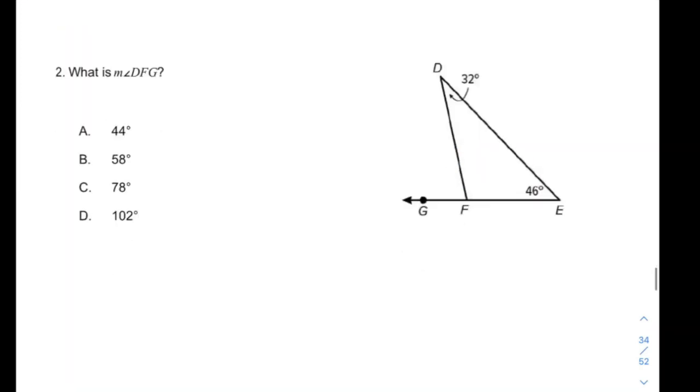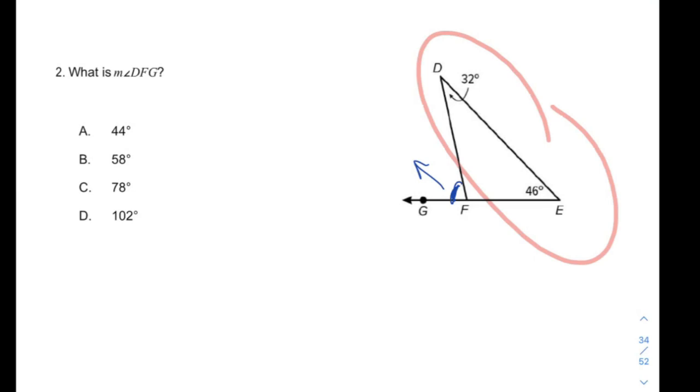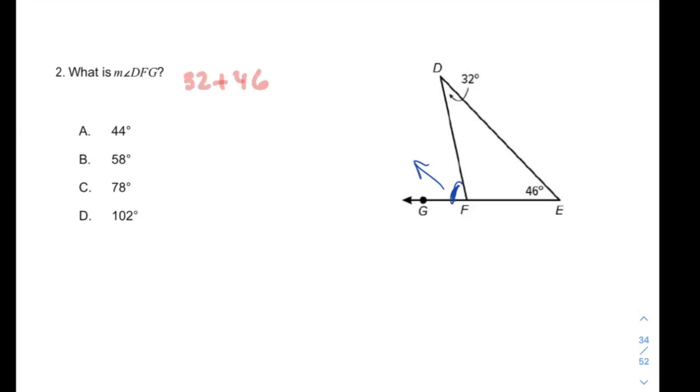Next, measure of angle DFG. DFG is this angle, and as you see, this is an exterior angle. The measure of exterior angle is equal to the sum of the remote interior angles. So simply you can just add the remote ones. So it is 32 plus 46, which is 78.